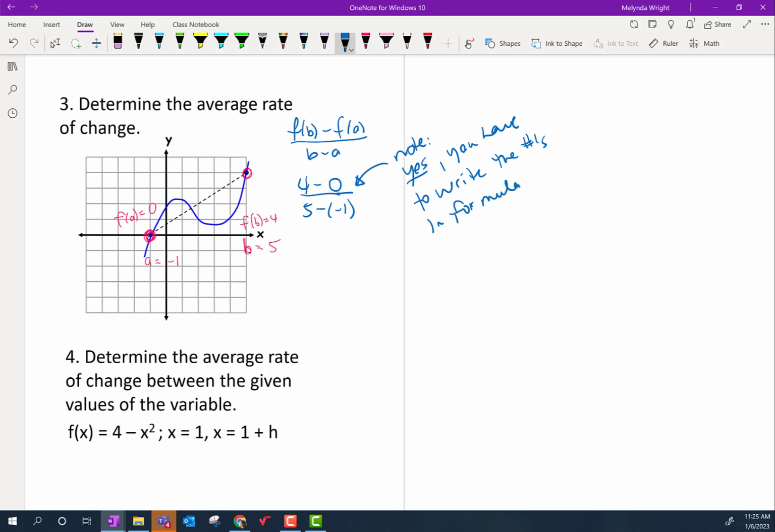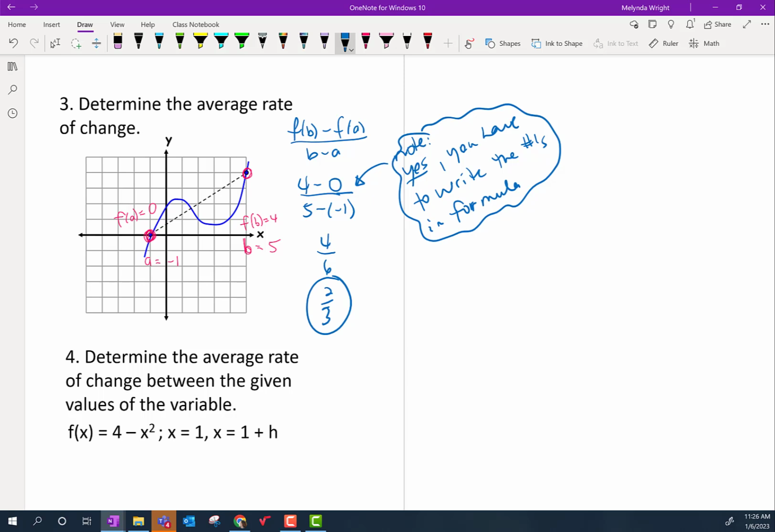Why? Because I'm already training you for calculus. That gives you a point, plugging in the values in a formula. You can't just jump to an answer. So yes, you do have to do that step. Now you can write your answer. I mean, you can do the rest in your head, but you have to show that you're using the formula. So we've got 4 over 5 minus 6, so 2/3. So our average rate of change on number 3 is 2/3.